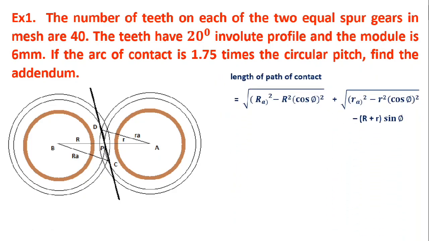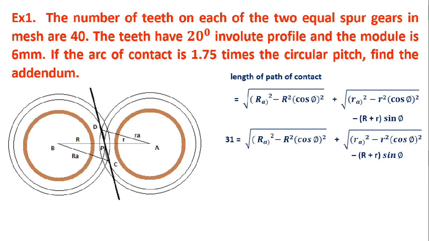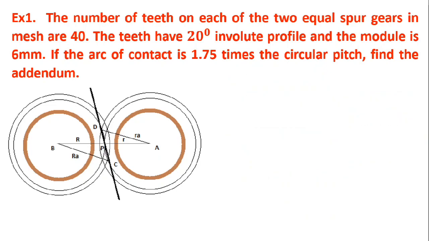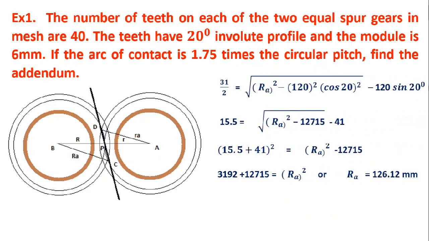So again I am writing down this equation, the length of path of contact. Here we know the length of path of contact is calculated as 31. So I have substituted 31 there, and on the RHS I keep them as it is. Since r is equal to small r and capital RA is equal to small ra, we can write this as 31 is equal to 2 times root of RA square minus r square cos square phi minus r sine phi. Now we substitute the values of phi to determine Ra. Phi is substituted as 20 and r as 120. Upon substitution and simplification, we get Ra as 126.12 mm.